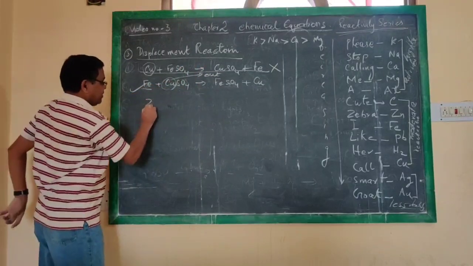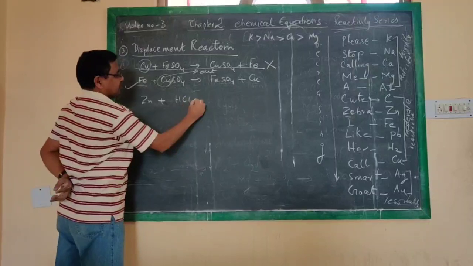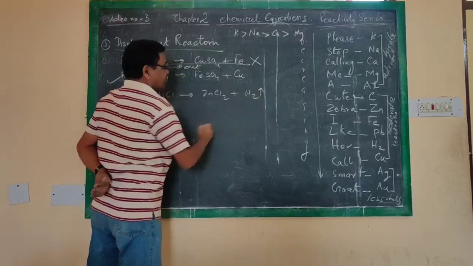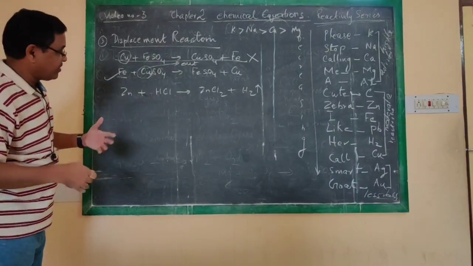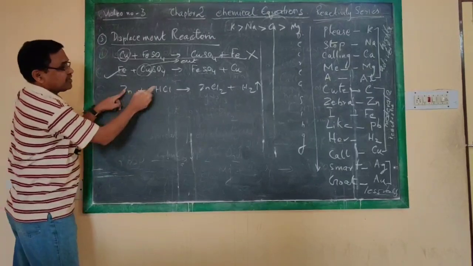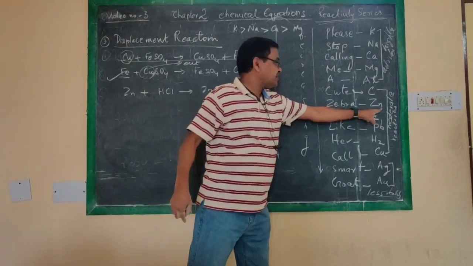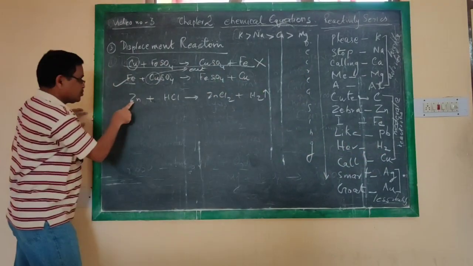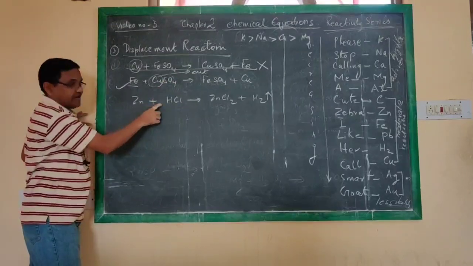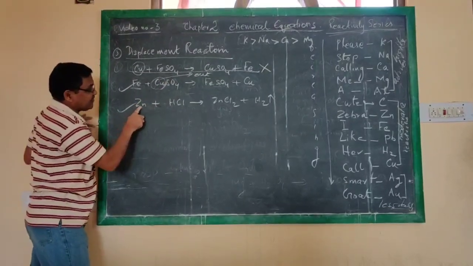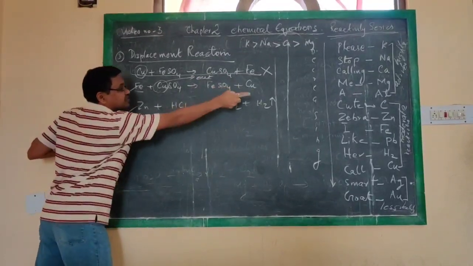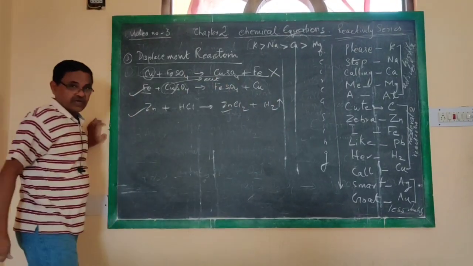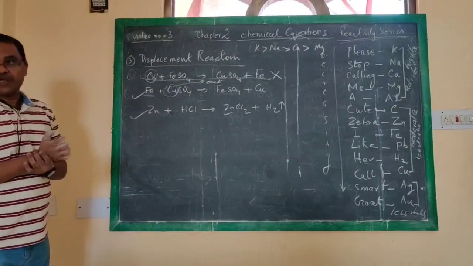Correct? For example, zinc reacts with HCl, we get zinc chloride plus hydrogen. I am taking the same reaction again and again so that you will be familiar with the reaction. Here, where is zinc? Zinc is more reactive than hydrogen, H. So this can displace hydrogen. That is why this reaction is correct, because zinc will say to hydrogen, get out of this place, and comes here. Zinc will combine with the chlorine, giving zinc chloride and hydrogen. One example for displacement reactions.